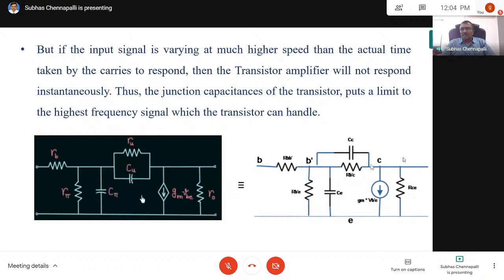I would have written B dash C, B dash E, but because there are only two capacitors, I can use a simpler notation. This is CC, then this current is equal to GM times VB dash E. This is the B dash E voltage, and GM, the transconductance, times VB dash E is the current source. Then this one I have written as CE. Just the nomenclature is changed, but otherwise it is the same.